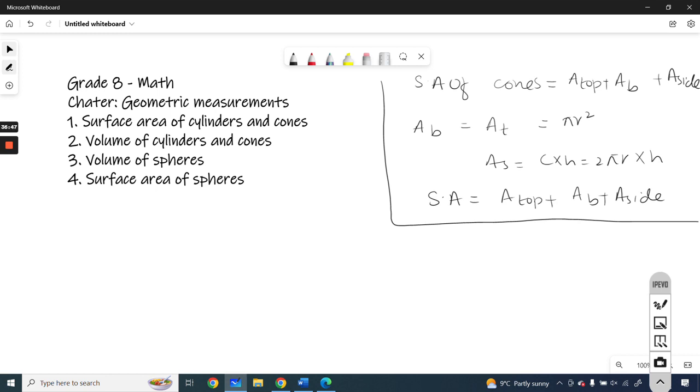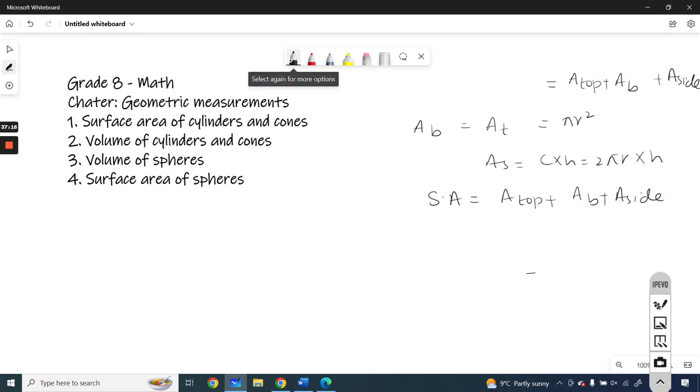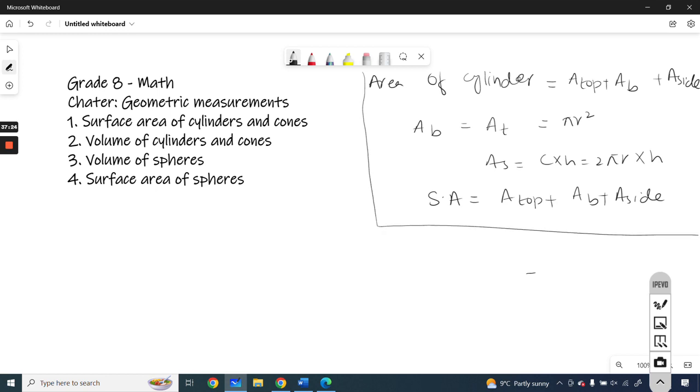Okay, then for cylinders, you have to find the area of top, area of bottom, both of them equals pi r square, and then you have to find the area of, oh sorry, that would be for the cylinders, not cones. That would be for the area of cylinder, sorry. Got it?